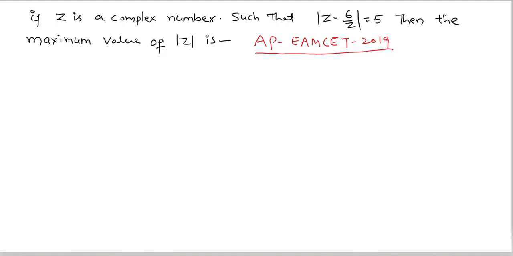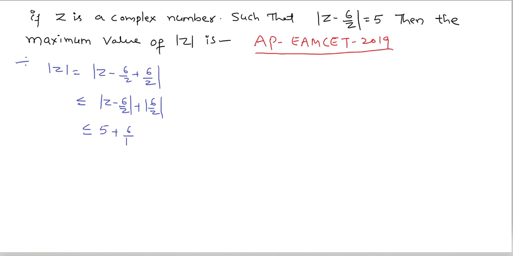If z is a complex number such that modulus of z minus 6 by z is equal to 5, then the maximum value of mod z is dash. So mod z is equal to modulus of z minus 6 by z plus 6 by z. So adding and subtracting 6 by z, this is less than or equal to modulus of z minus 6 by z plus modulus of 6 by z. Mod of z minus 6 by z value is given, that is 5, plus 6 by mod z.